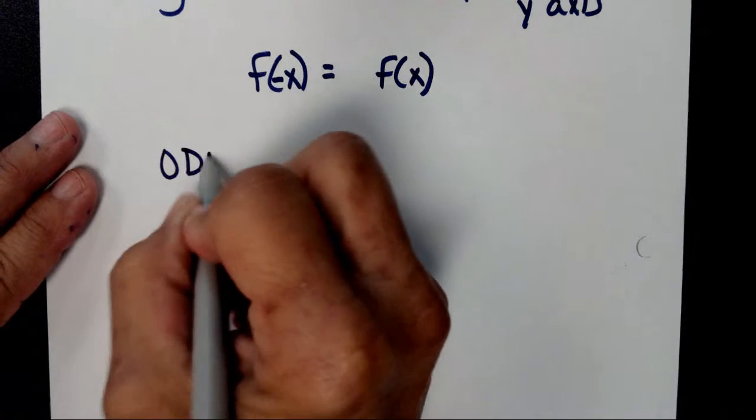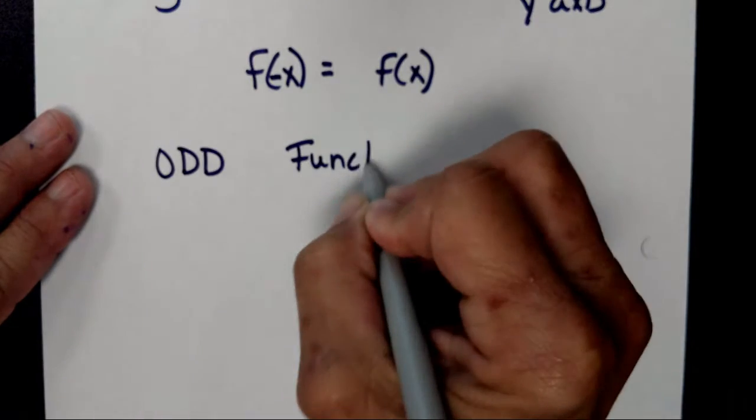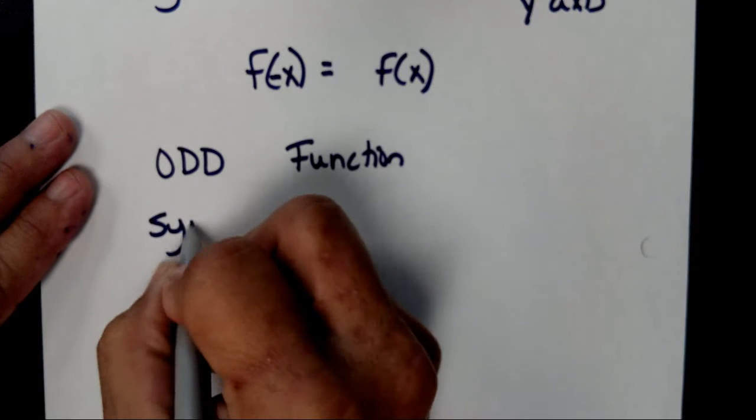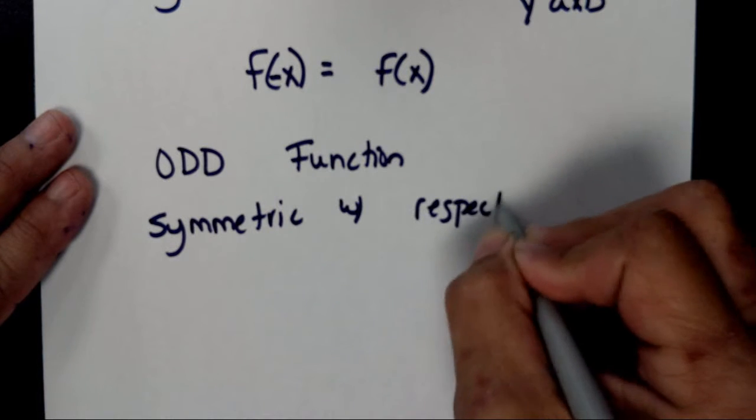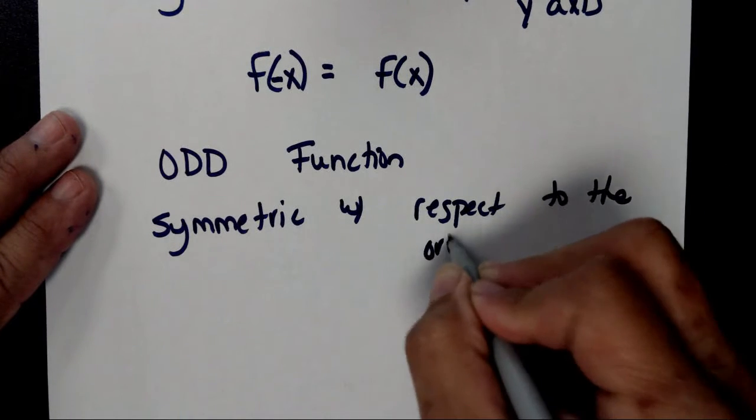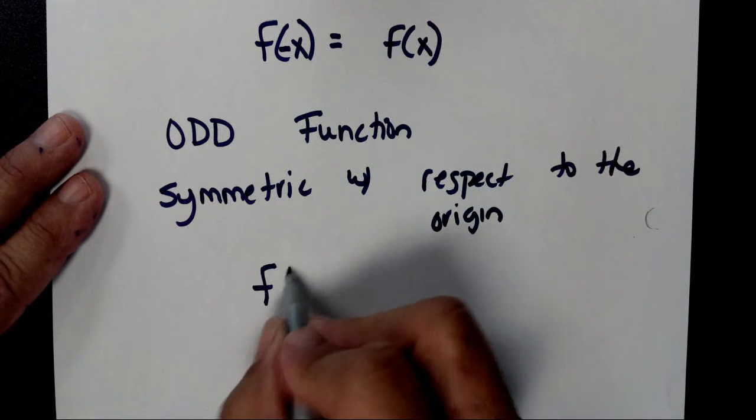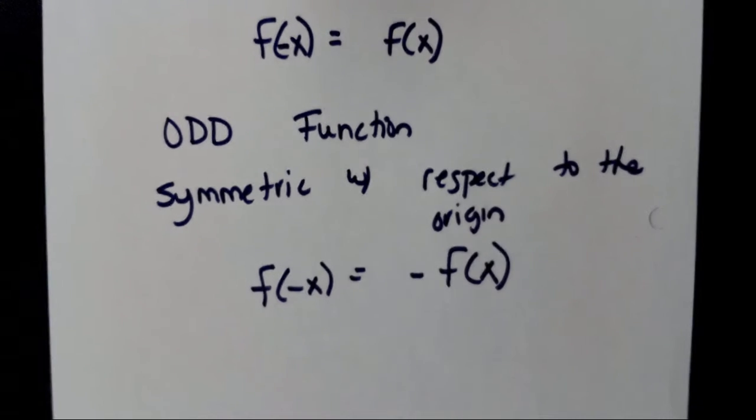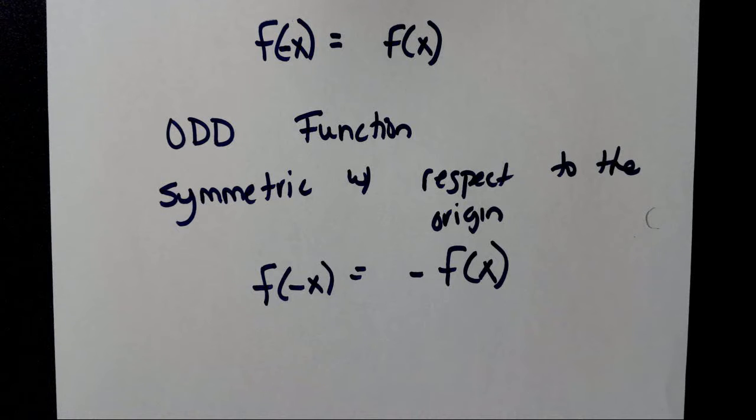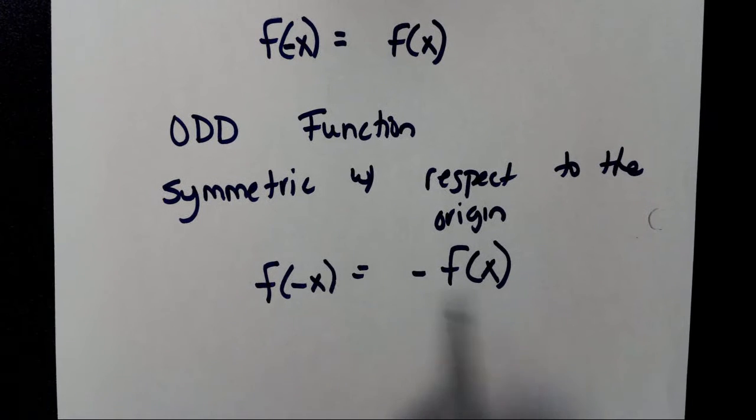Odd function. Symmetric with respect to the origin. And f of negative x equals the opposite of f of x. So if I distribute a negative through the function, then that would mean that it would be odd and would have symmetry with respect to the origin.